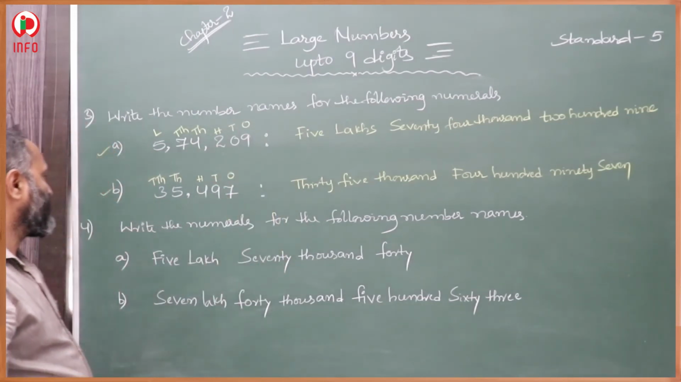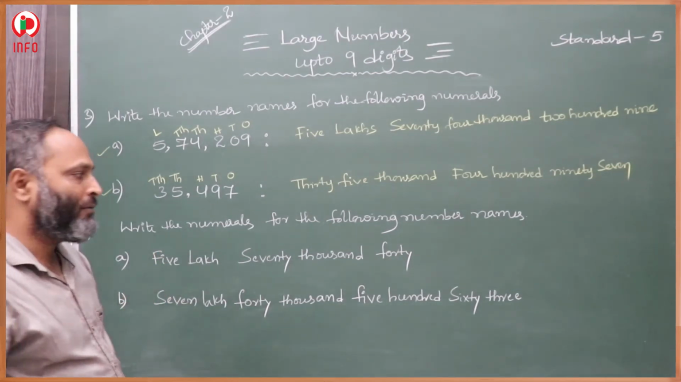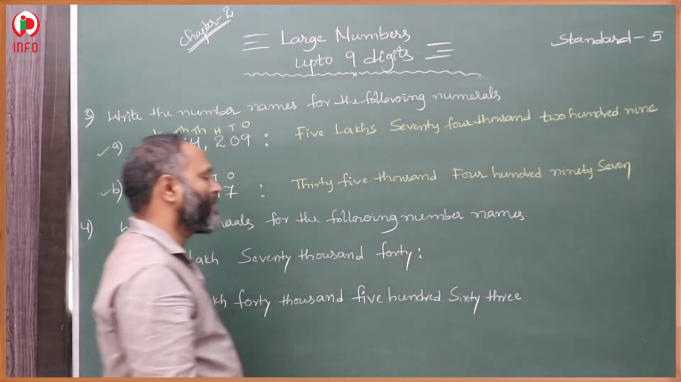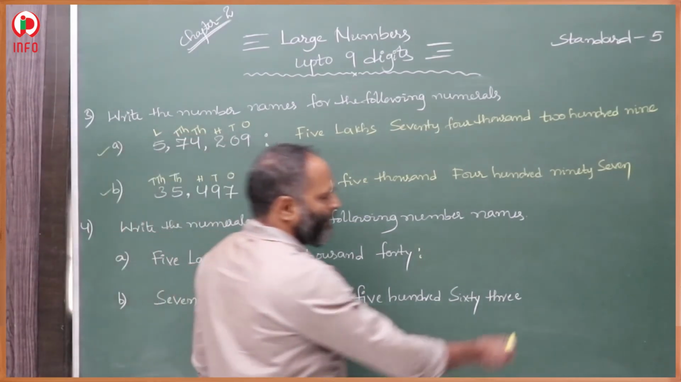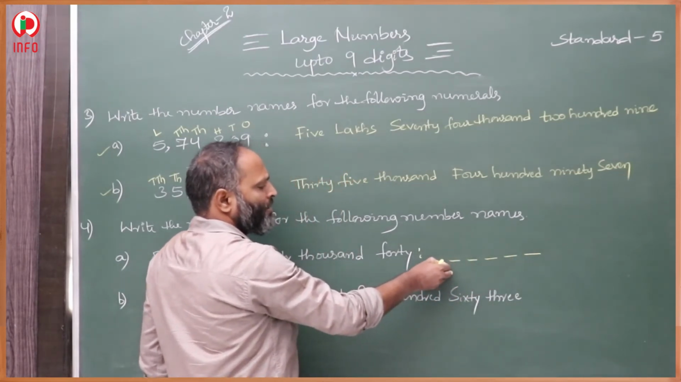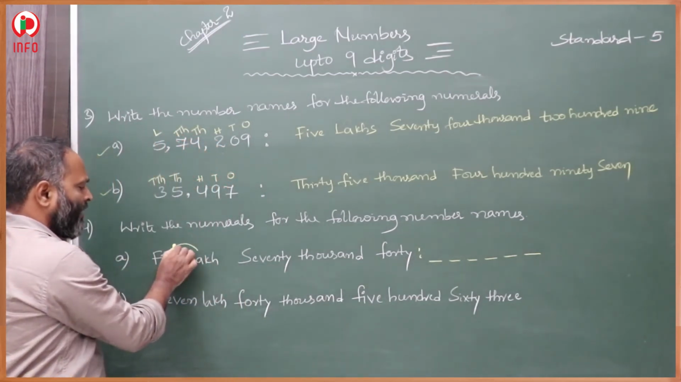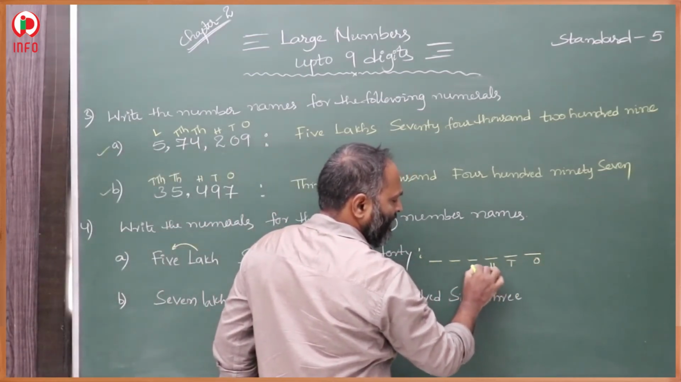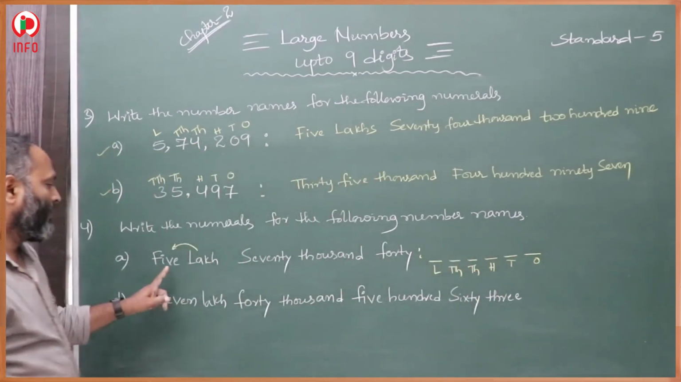Next, write the numerals for the following numbers. Here number names are given, and we have to write numerals. The first one is 5 lakhs. Till lakhs we make place values: ones, tens, 100, 1000, 10,000, lakh. 5 is in the lakhs place.